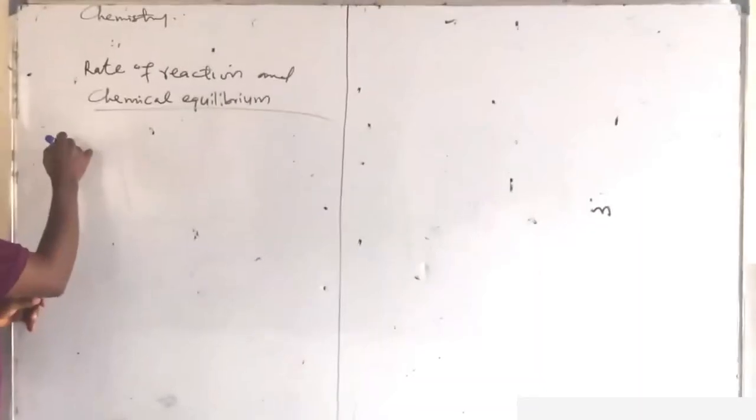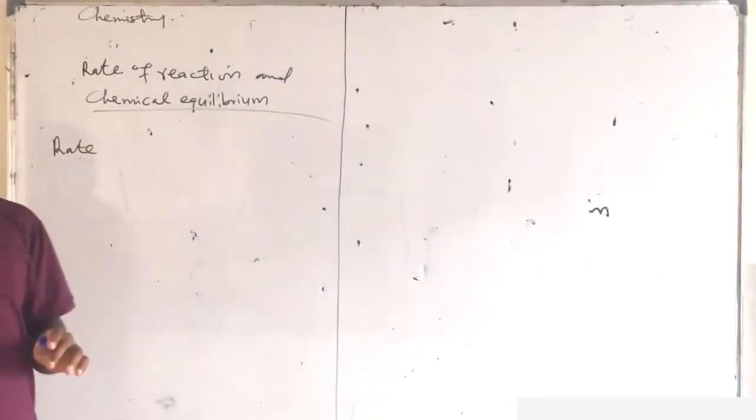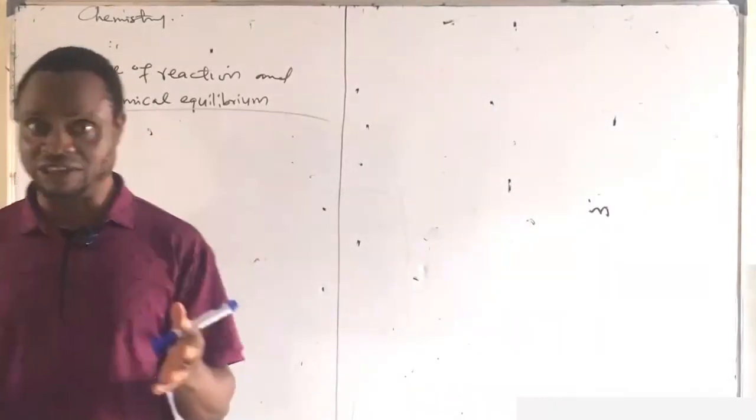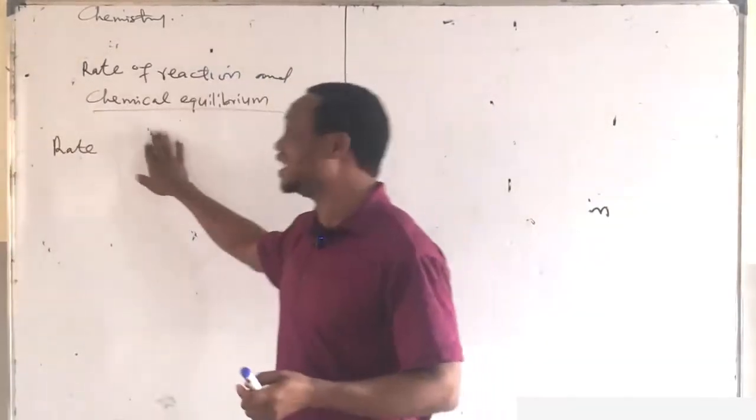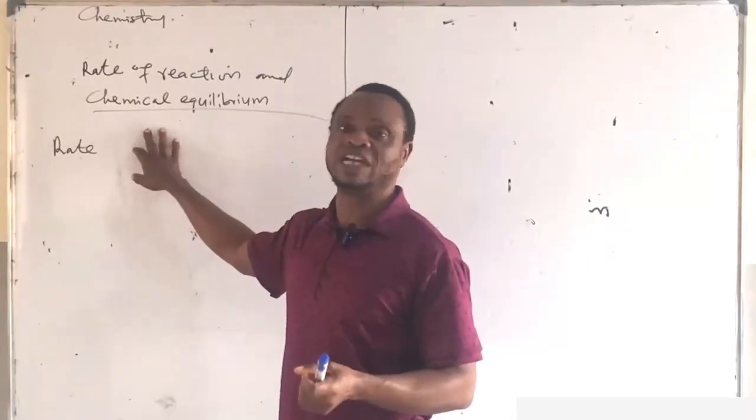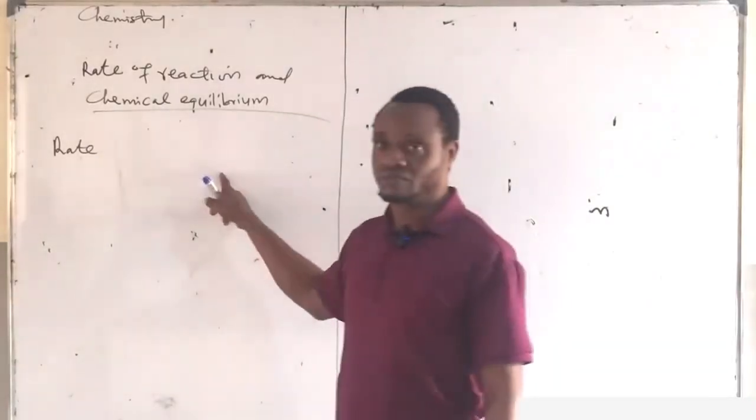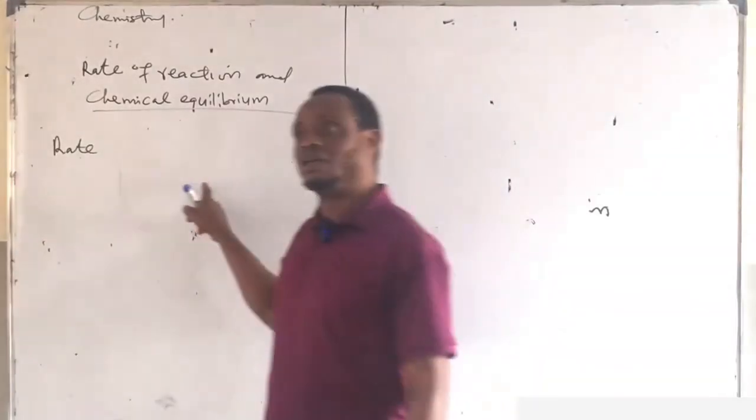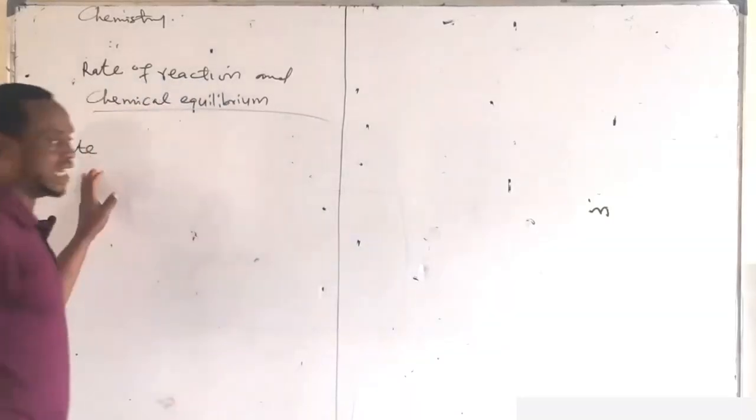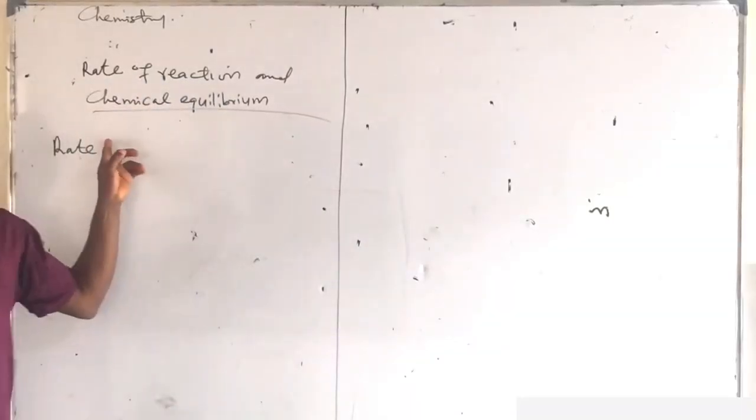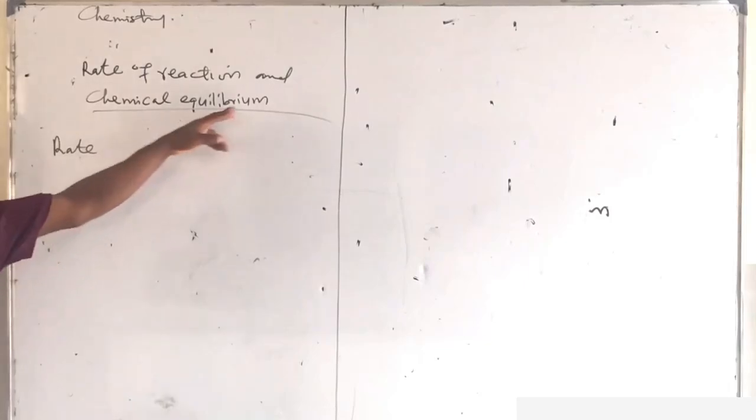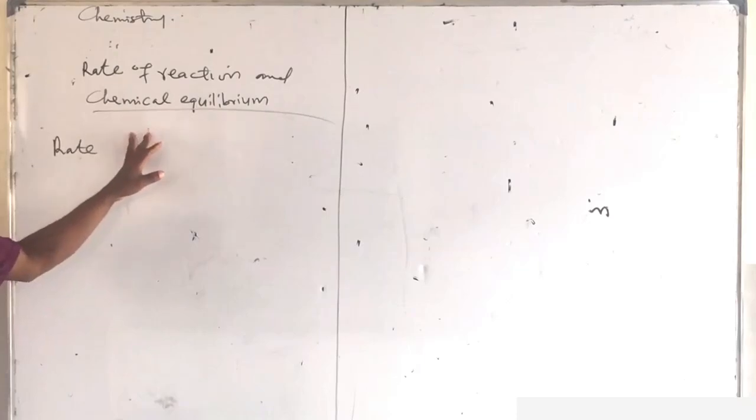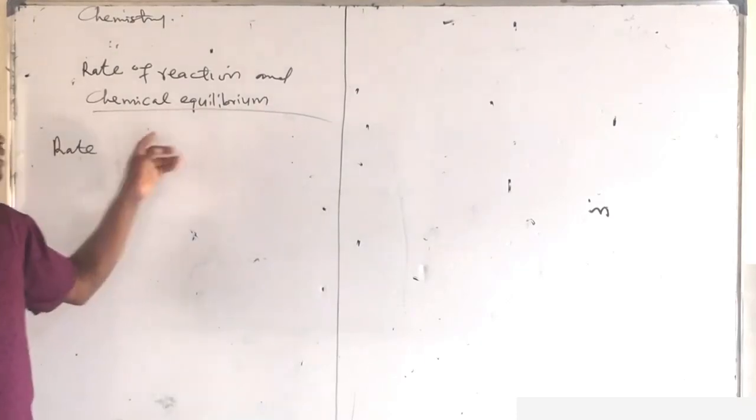Now, rate of reaction simply means, in a layman's understanding, how far or how long it will take the moles of reactants to be converted to products, or how long it will take for moles of products to be taken back to the reactant side. So the rate at which a chemical reaction occurs is what we call the rate of chemical reaction. Some of them can be so slow, while some can be so fast, depending on the nature of the reactants taking place.